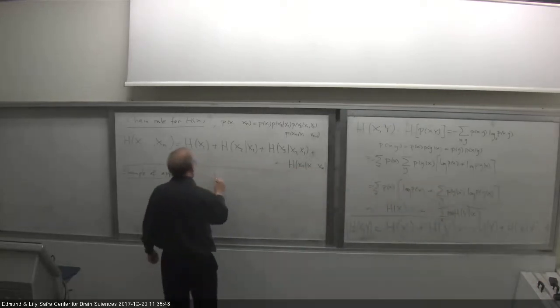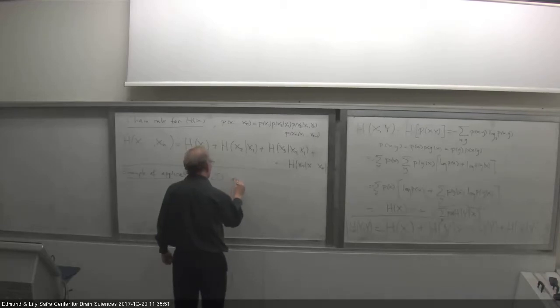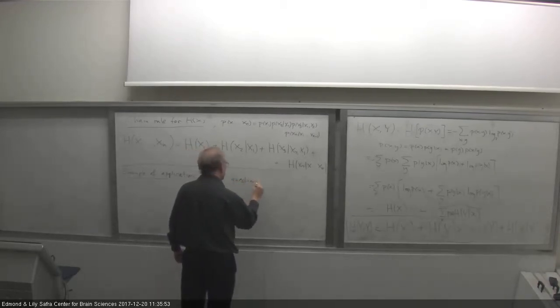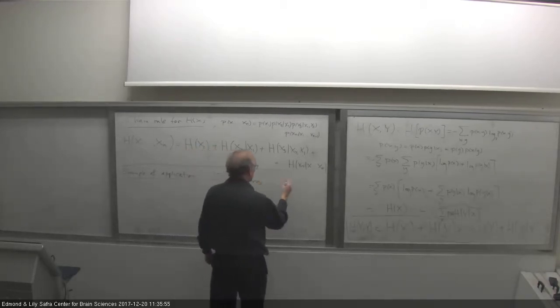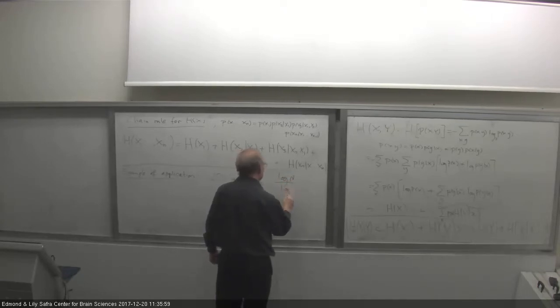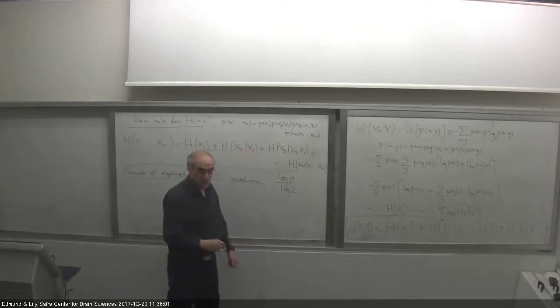So the 20 questions game, I'm not going to write everything on the board. So I took a number. The number of questions is log n over log 2, or log 2 of n.